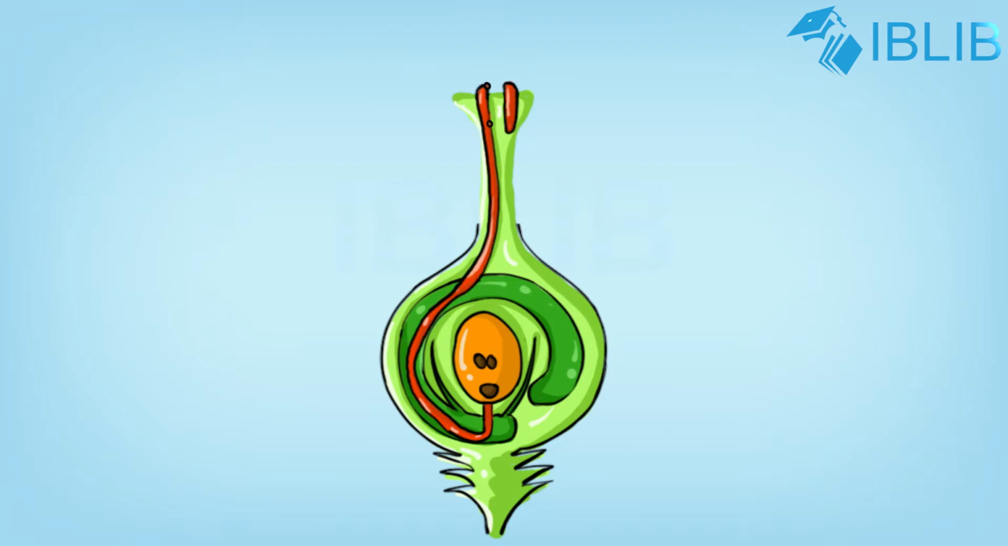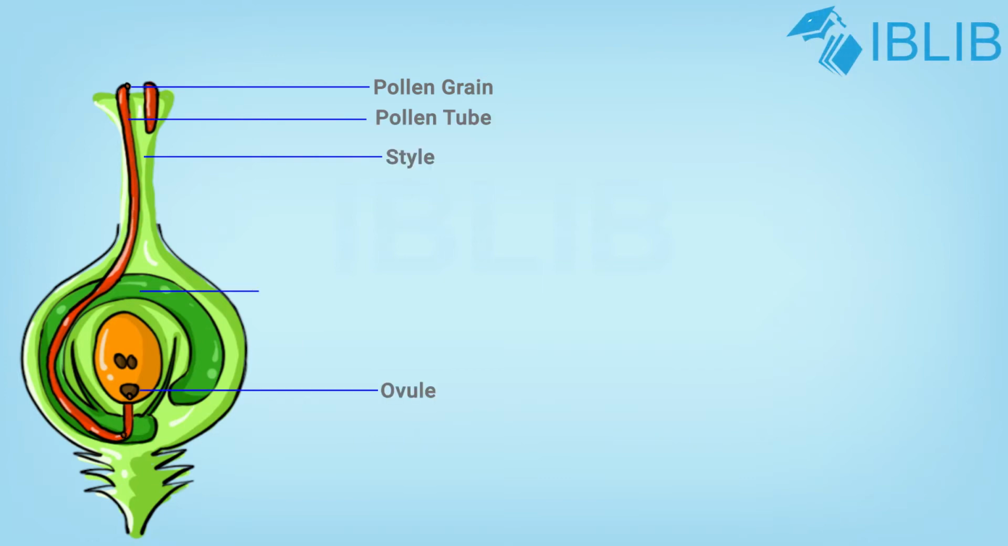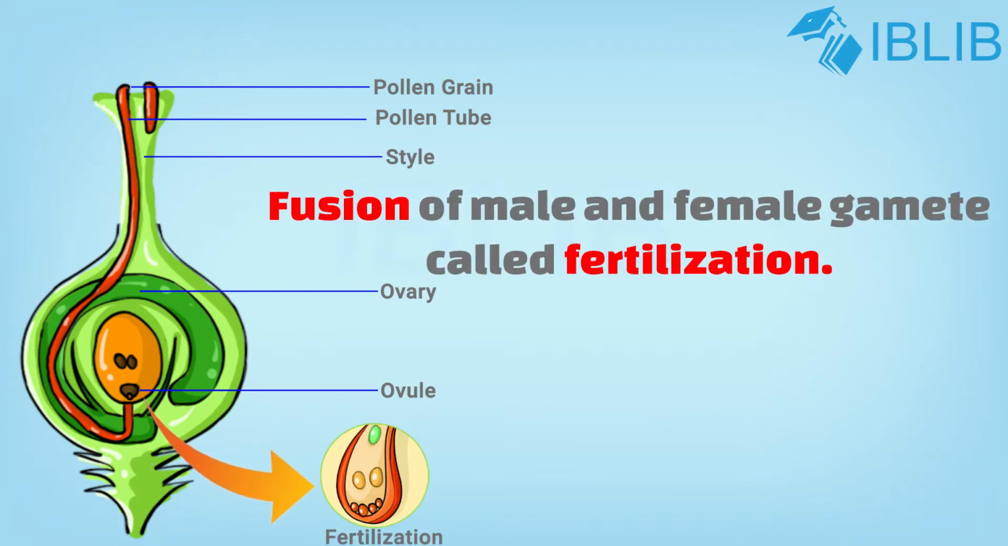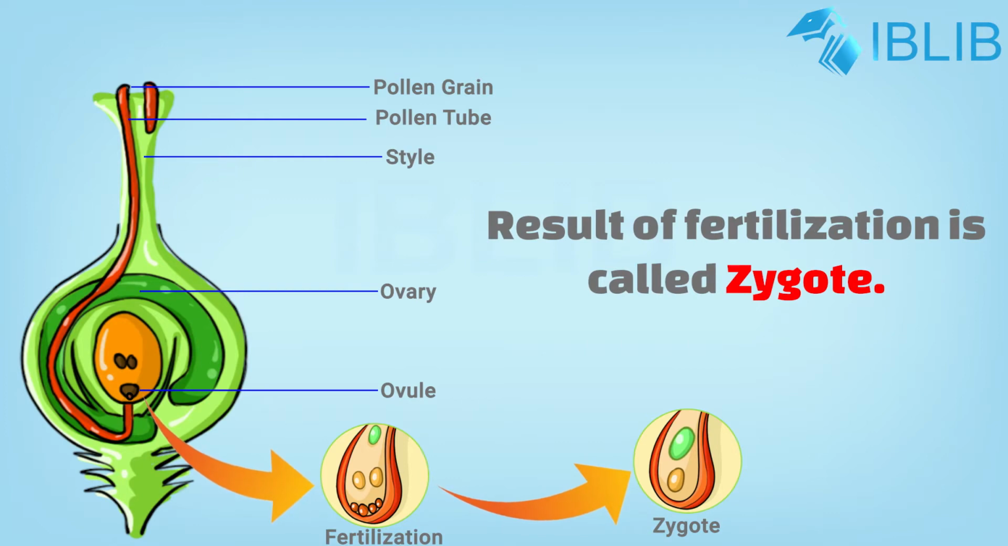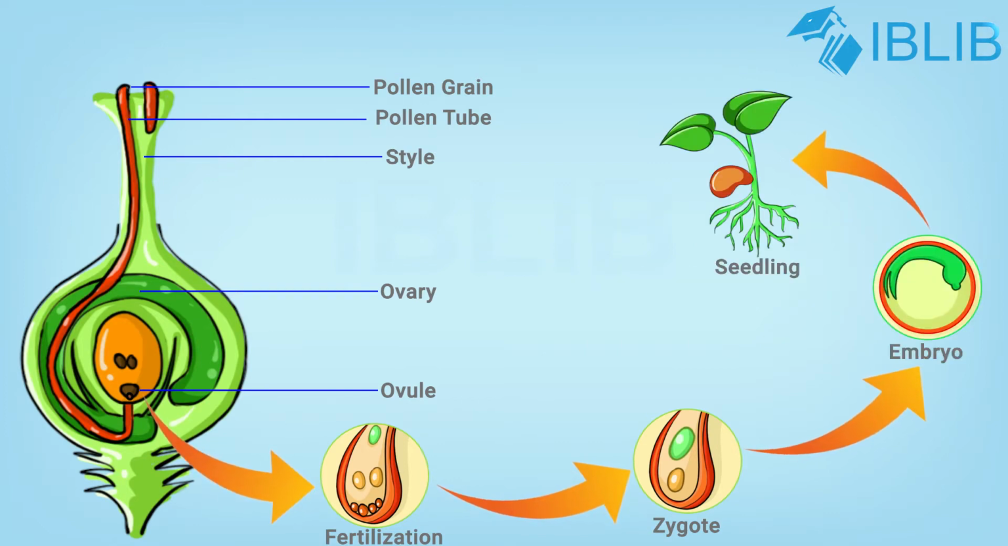So when a pollen grain reaches a stigma, it begins to grow a pollen tube. The pollen tube travels down through the style to reach an ovule inside the ovary. On reaching an ovule, the male reproductive cell or male gamete present in the pollen grain unites with the egg cell or female gamete in the ovule. This is known as fertilization. The single cell produced as the result of fertilization is called zygote. A zygote develops into a new plant.